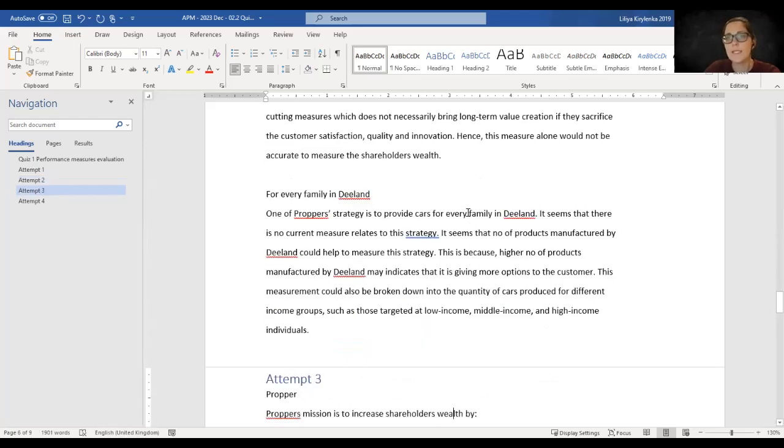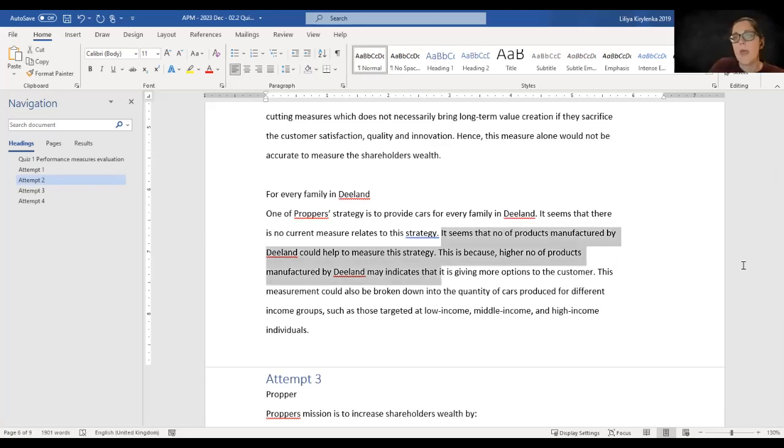For every family in Thailand, one of Proper Cars' strategies is to provide cars for every family in Thailand. It seems that there is no current measure that relates to the strategy. It seems that number of products manufactured by Thailand. Okay, we were not asked to give any suggestions, so that will not count.